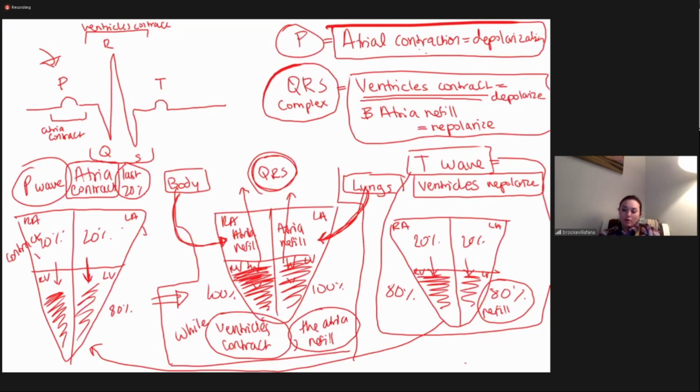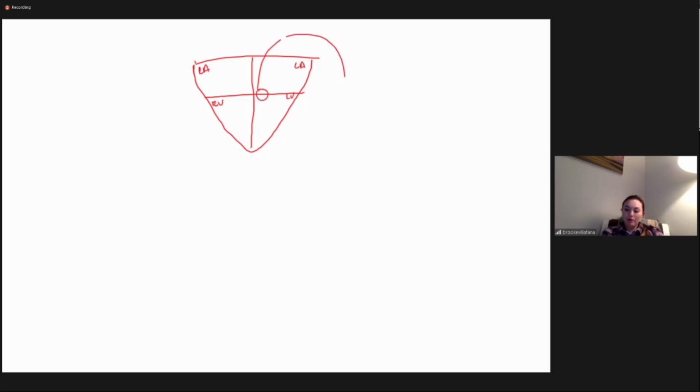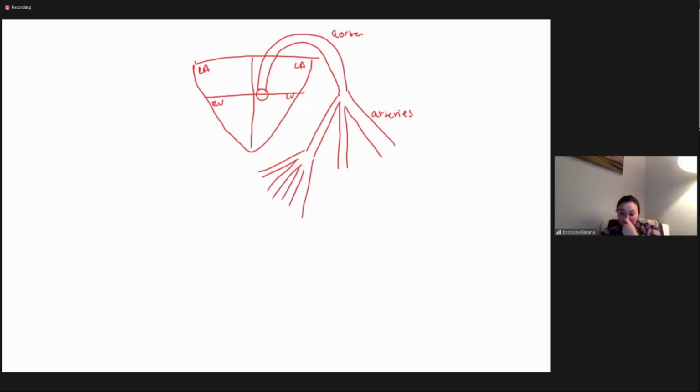All right, so when we leave the heart, we know that it starts with the left ventricle pumping out that blood through the aorta. And then if you have done your blood flow, we know that the aorta is going to branch first into arteries, and then into smaller vessels we call arterioles.